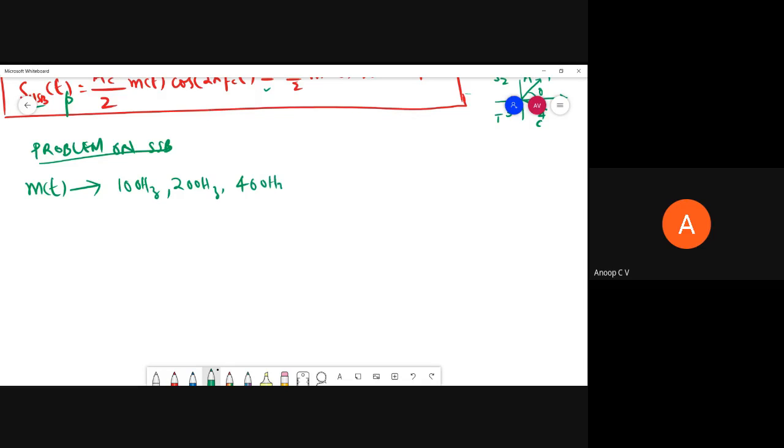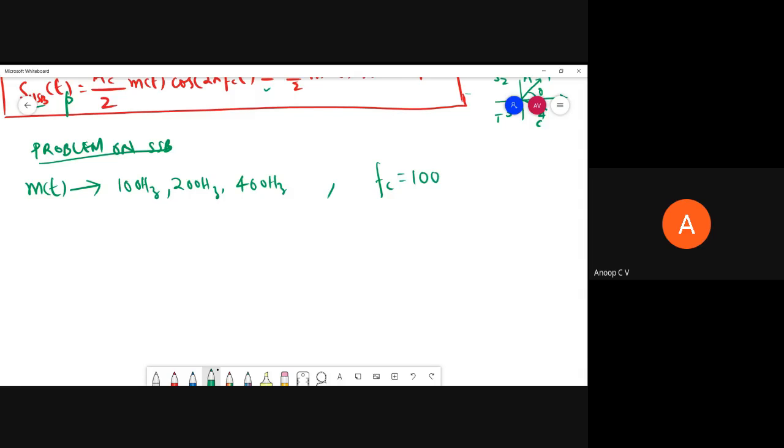400 hertz. Now this message signal is applied to an SSB modulator together with a carrier at 100 kilohertz. So this message signal has 100 hertz, 200 hertz, and 400 hertz. This is applied to an SSB modulator together with a carrier at 100 kilohertz.